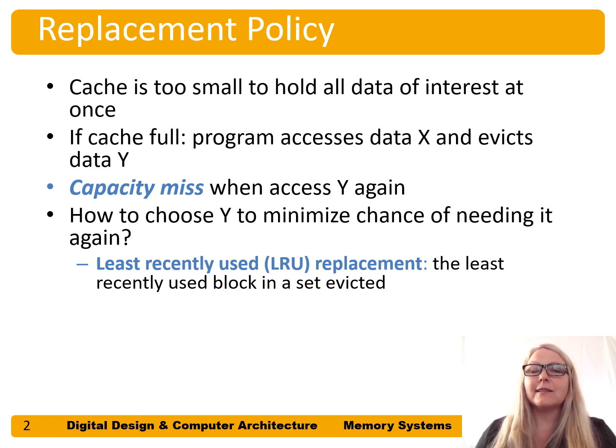So if it accesses some new data that's not in the cache, it's going to have to evict some data that's in the cache. A capacity miss occurs when we access Y again. That means the cache wasn't large enough to hold all the data of interest. So how do we choose Y to minimize the chance of needing it again? The most common method is called least recently used, or LRU replacement. Basically, we choose the block that was least recently used, so used longest ago.